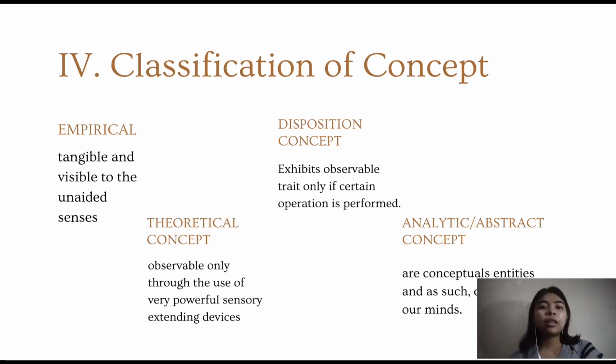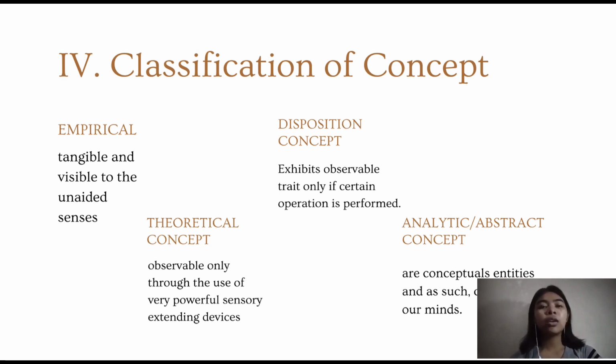Now let's proceed to the classification of concepts. The first one is empirical concepts, which is the easiest one to explain and to understand. The members of the extension of a concept should be observed in the world, and be tangible and visible to the unaided senses, which means that they must be observed to exist in space and time using our senses.